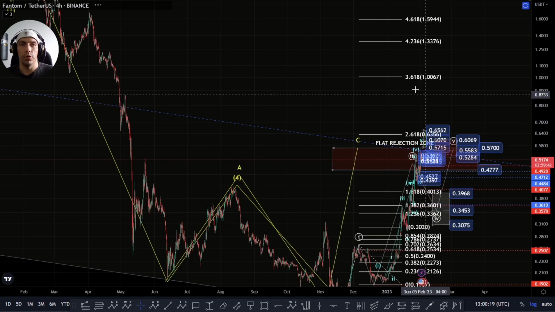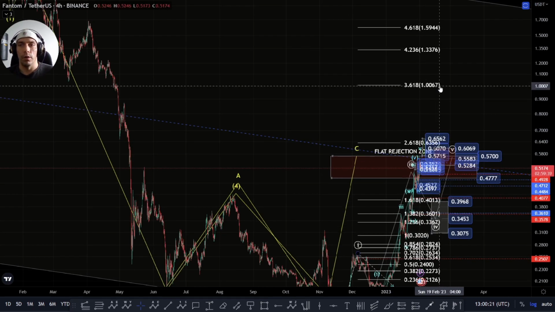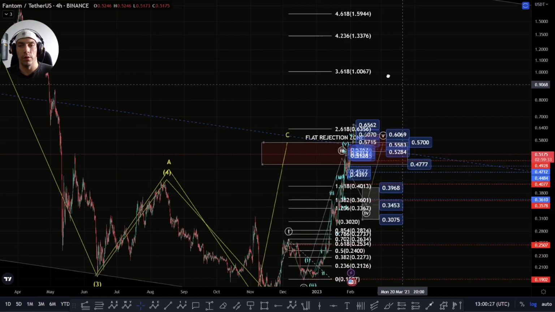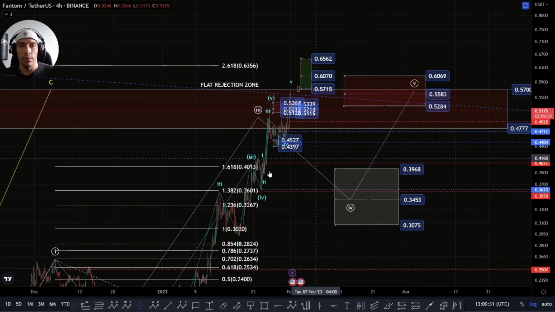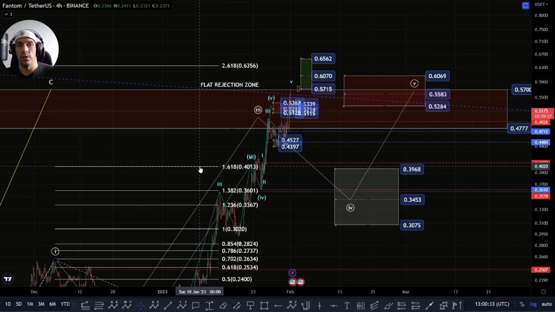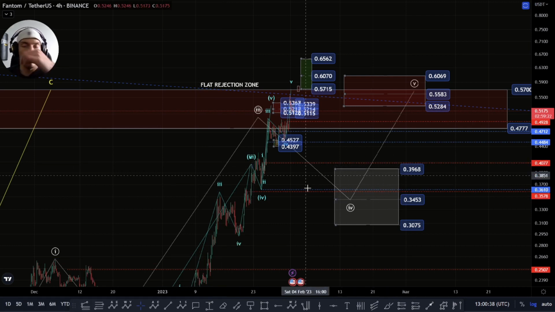Alternatively, if we do look to push up higher, this $1.67, $1.0067 could be an interesting zone as a 3.618. So we'll have to just keep an eye on these zones, and if we do actually continue up, then this could be something that we see actually play out. So I'm going to leave it there. We're still looking for this 4th wave.